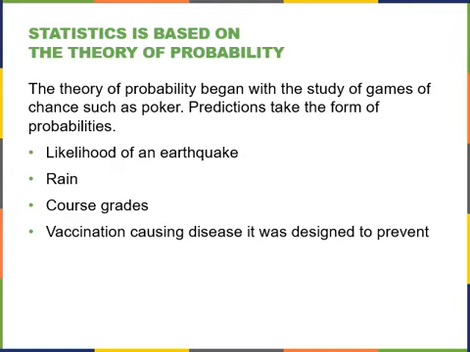Predictions take the form of probabilities. So, for example, the likelihood of an earthquake happening, if it's going to rain outside, what your course grade might be in this course. For example, what would be the probability that you would get an A out of this course? We could look at historical data from previous courses, for example, to give a probability of the likelihood of the average student, what would their grade be? Also, in a real world setting, vaccinations causing the disease that it was designed to prevent. There's a probability for that.